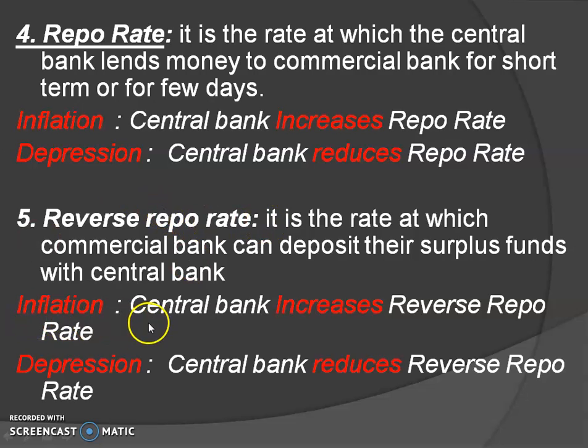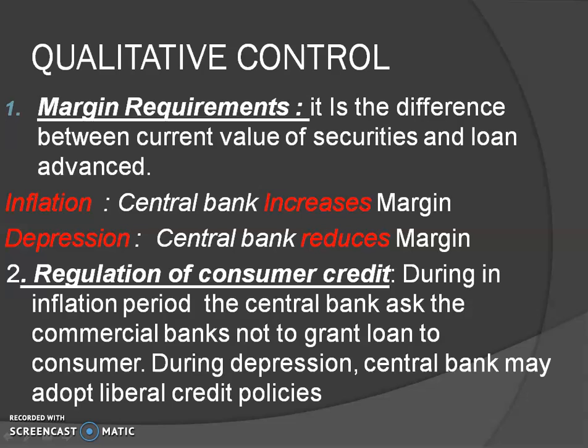So during inflation, central bank increases reverse repo rate. Then during depression, central bank reduces reverse repo rate. Then qualitative controls. So what do you mean by qualitative controls? Qualitative controls means these are designed to curb instability in the economy. That is credit control in selected areas without affecting other types of credit.